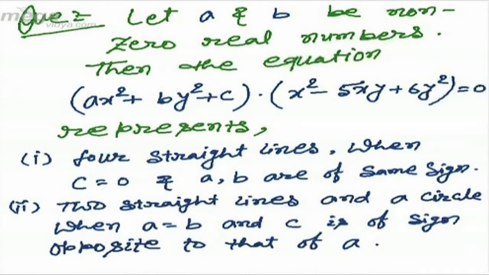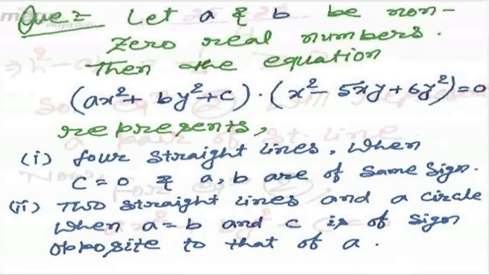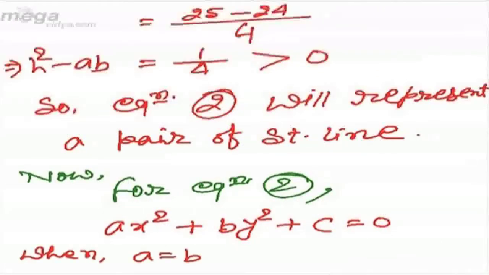Now from the remaining two options, we will see which is the correct option. Again, I'm reading the second option and the third option. Second is 2 straight lines and a circle when a equal to b and c is of sign opposite to that of a. Now we will see here, when a equal to b and c will be of opposite sign to that of a, means if a is negative, then c will be positive. If a is positive, then c will be negative.